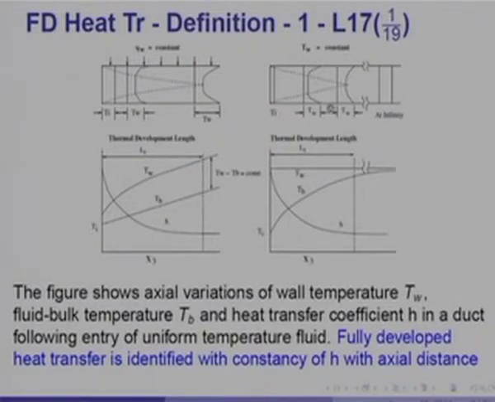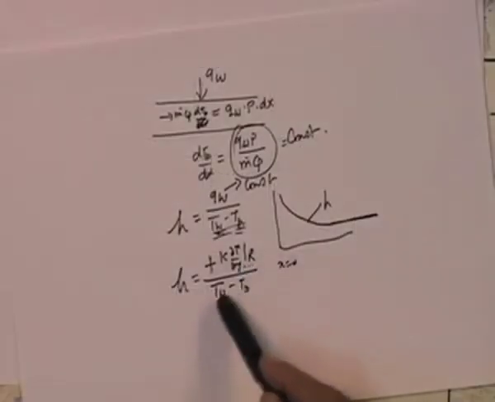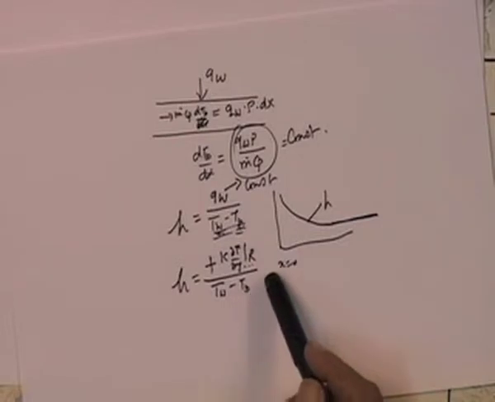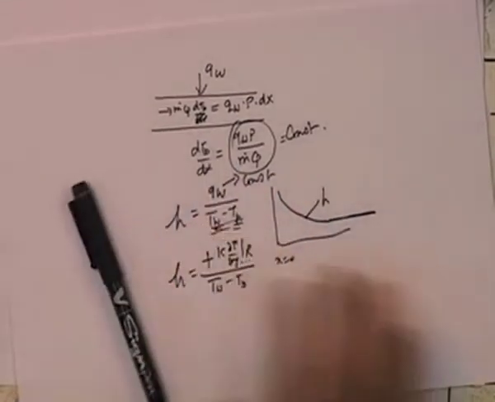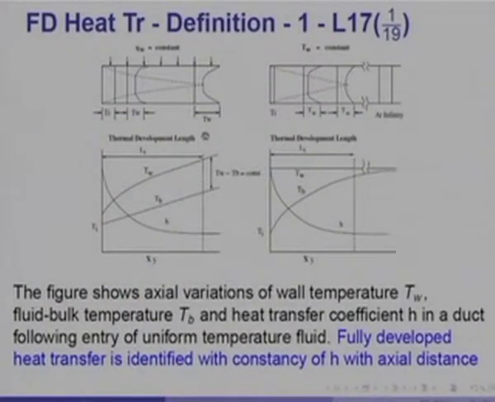A point is reached beyond which, although T bulk is changing and heat is being transferred, the gradient of the temperature is changing at the wall such that k dT/dr divided by (T wall minus T bulk) becomes constant, or h becomes constant. So, in heat transfer, we say fully developed heat transfer is identified with constancy of h with axial distance. To show this, let us consider this.